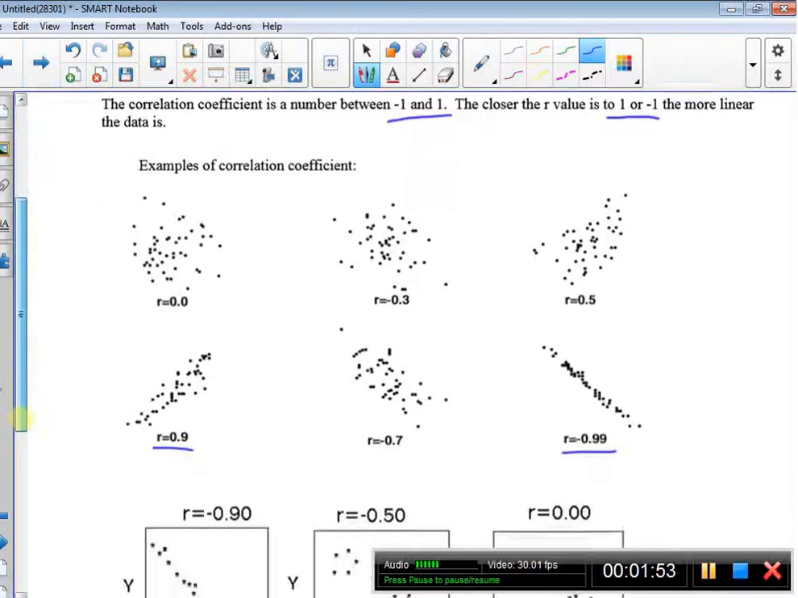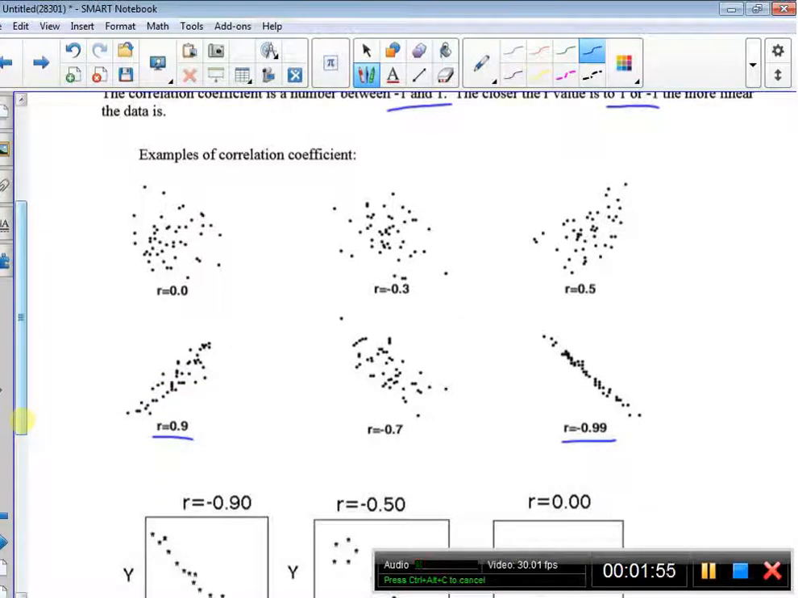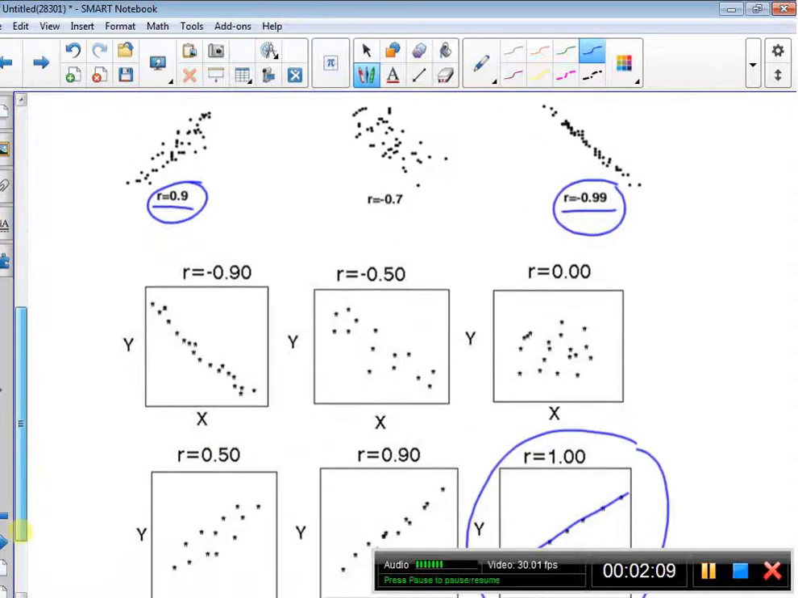So here's again some more examples. The -0.99 you can see is real close to -1, and the 0.9 is real close to 1. Those look more linear. And then there's some more down below as well. And if you have one that is R equals 1, it's going to have a line that goes through every single point. So let's see how to set that up on our calculator.